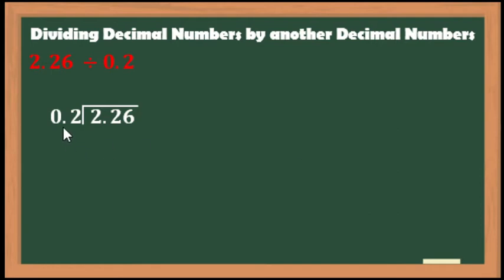Now, let us change first our divisor into a whole number. Since our divisor has one decimal place, we need to multiply this by a whole number power of 10, which is 10. So you will have 2 tenths times 10 is equals to 2. Since we multiply our divisor by 10, we need to multiply our dividend also by 10. So you will have 2 and 26 hundredths times 10 is equals to 22 and 6 tenths. So you will have 22 and 6 tenths divided by 2.